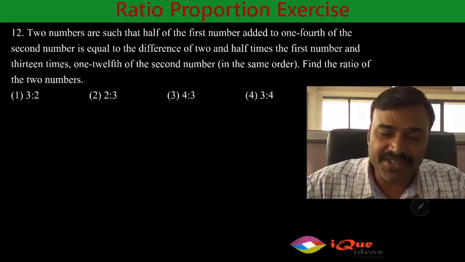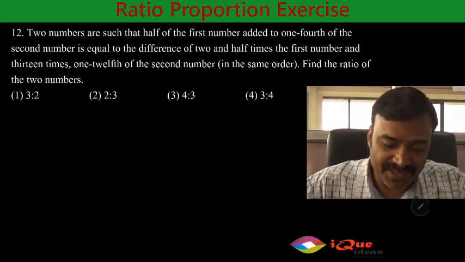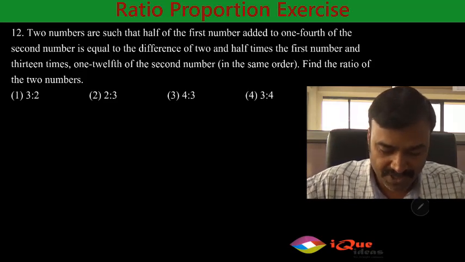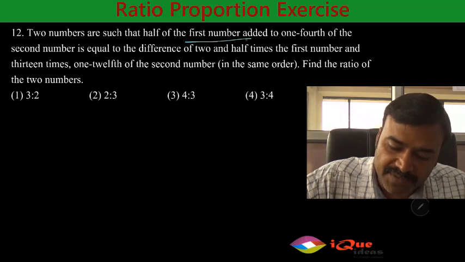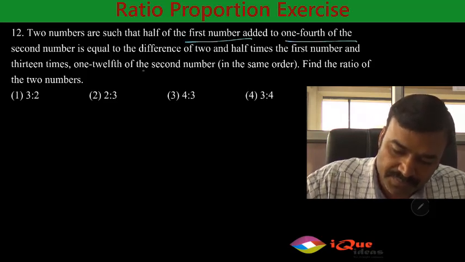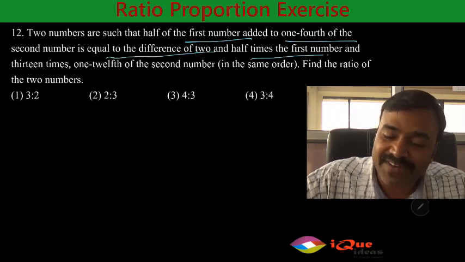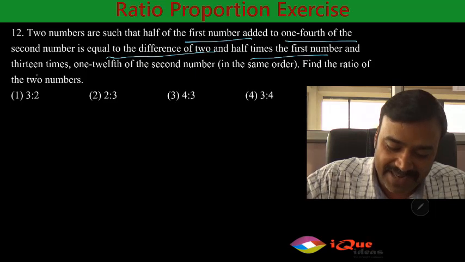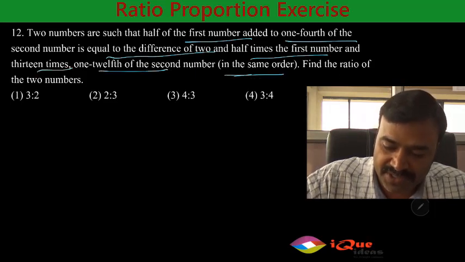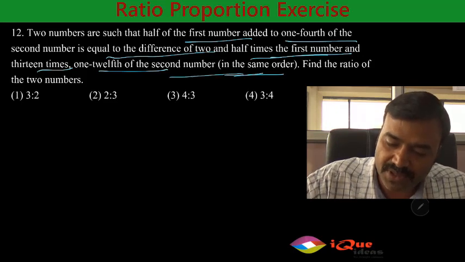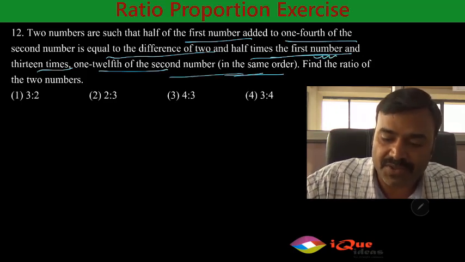Alright, the next question, this is one of the most interesting ones. It's a pure English language question. It says, two numbers are such that half of the first number added to 1/4 of the second number is equal to the difference of 2.5 times the first number and 13 times 1/12 of the second number in the same order. Perfect. So the order is about the second two items, the ones that we have to find the difference of.